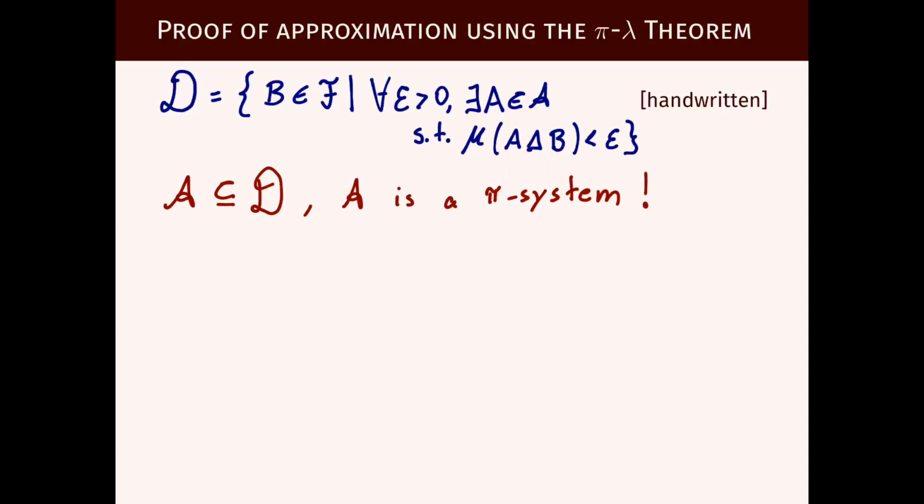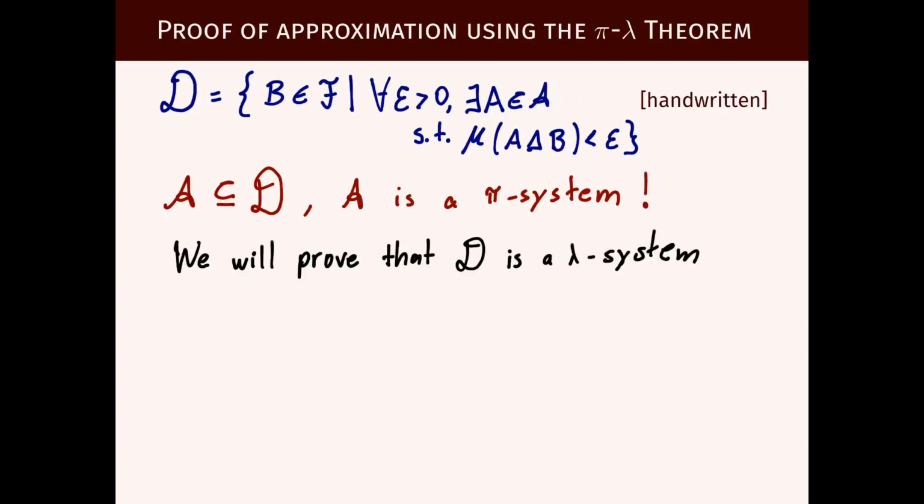Well, of course, if B is already in A to start with, then it can be approximated by an event in the algebra. That's for sure. We can take the element in the algebra to be the same, B. So here we have the symmetric difference of B and B. This is the empty set. The measure of the empty set is 0. So this is trivially satisfied. So now we will prove that D, this class, is a lambda system.